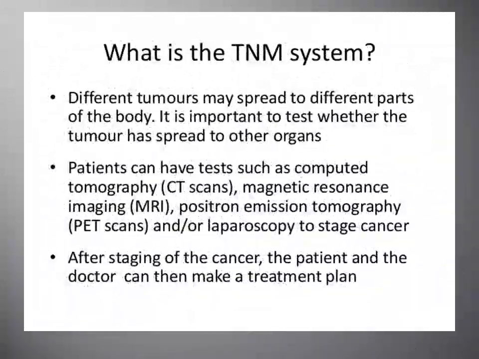Different tumors may spread to different parts of the body. It is important to test whether the tumor has spread to other organs. The patient can have tests such as computed tomography, shortly we say CT scan, MRI, positron emission tomography and a laparoscopy to stage cancer. After staging of the cancer, the patient and the doctor can then make a treatment plan.